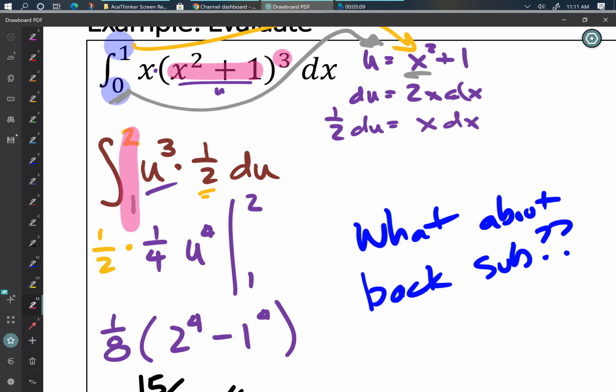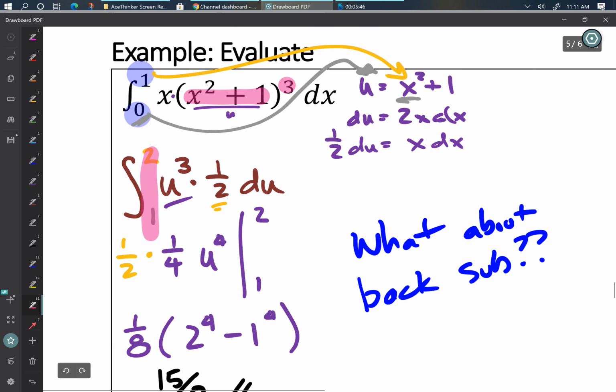So you will most likely see substitution done this way. Now, if you are one of those people who feels that this doesn't work for them and you just want to do every single problem as an indefinite integral, back substitute at the end to get back to the variable x, and then evaluate using the original limits of integration, I will tell you that that will work. It will just add extra steps and extra time to every problem that you do. All right, so let's walk through this one again.